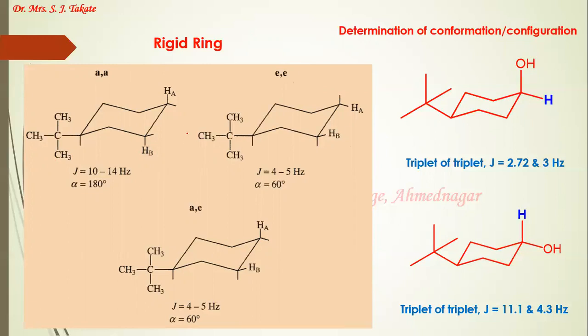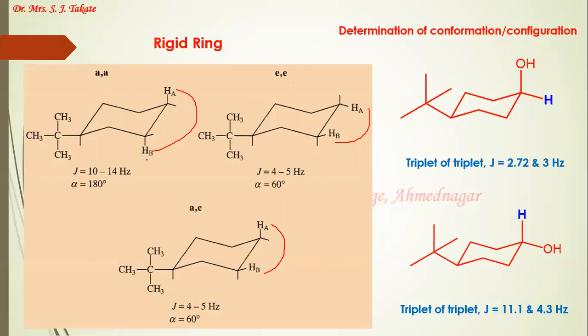If this is the case, then there are three possibilities for vicinal protons. The two vicinal protons can be diaxial in trans fashion, or they can be di-equatorial in trans fashion, or the two vicinal protons or vicinal neighbors can be axial and equatorial with respect to one another in cis fashion. So three different situations are there. In three different situations, the dihedral angles are variable and therefore the coupling constant values are different.